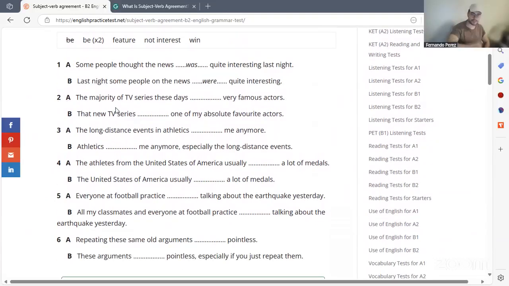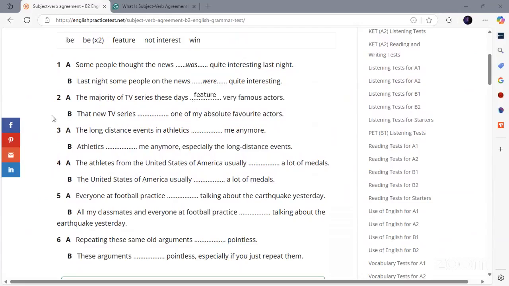Number 2, action. The majority of TV series these days are very famous. No. You need a different word. Exactly, feature. Feature very famous actors. Perfect. Feature in plural. Good.